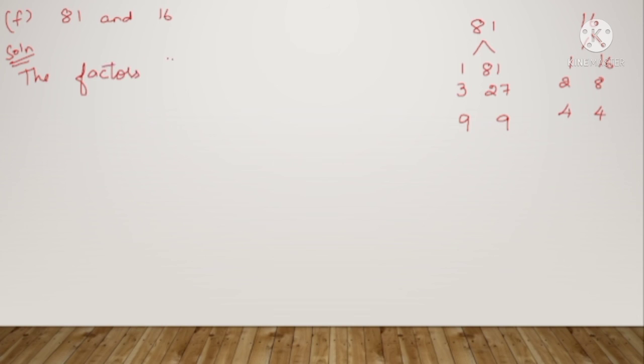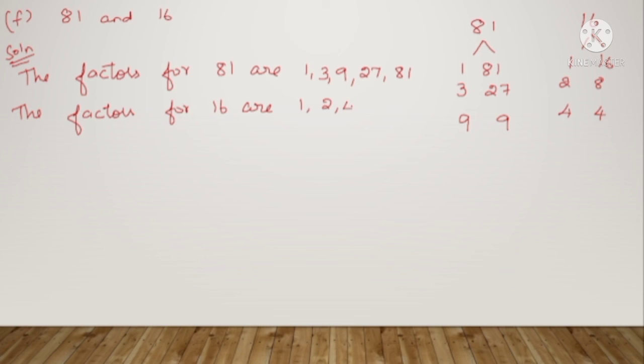The factors for the number 81 are 1, 3, 9, 27, 81. And now the factors for the number 16 are 1, 2, 4, 8, 16. Now let us write down the common factors. So what are the common factors? Common factors are 1, I think only 1, isn't it? Yes, 1 is a common factor.